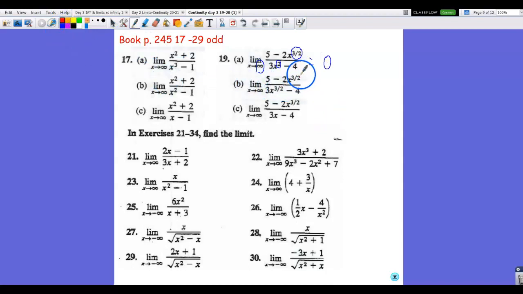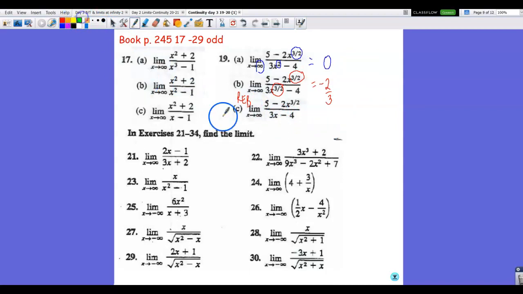In letter B, we have a degree of 3/2 in the numerator, and in the denominator we have a degree of 3/2, so we have a same-heavy function. This is right-end behavior because we're going towards positive infinity, so it's going to be the quotient of the leading coefficients, which is -2/3. So that means that the y value that this graph approaches is -2/3.